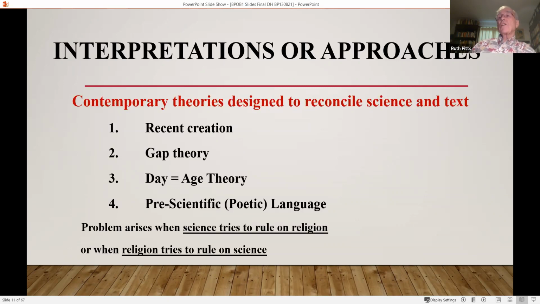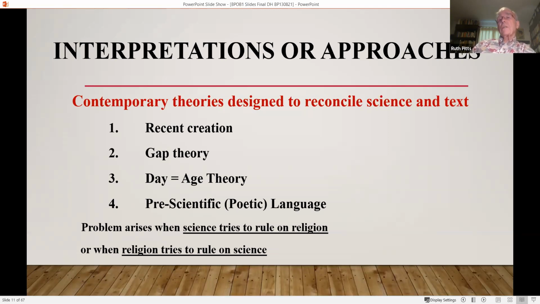Contemporary theories designed to reconcile science and religion. The recent creation idea says that God created things recently, but he created them to look old. So the problem with that is, why would God fool us? You know, the gap theory is there's a big time lapse between Genesis 1:1 and 1:2, but there's no manuscript evidence for that. The reason for this is people do see that the age of the earth is quite old, but they want to affirm a recent creation of humanity.